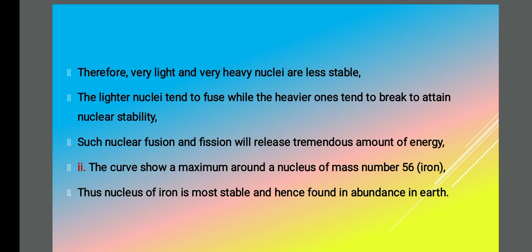Is it okay? And the second point we are coming to from the curve is that the curve shows a maximum around the nucleus of mass number 56, which is nothing but iron. Thus the nucleus of iron is more stable and hence found abundant in the earth.